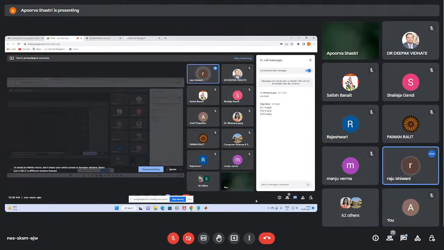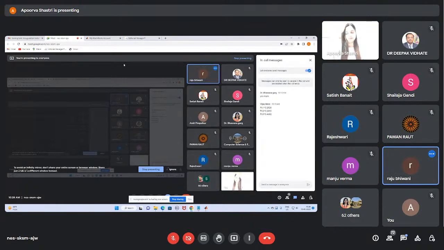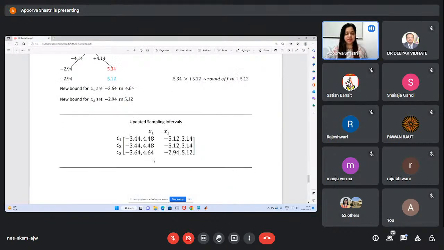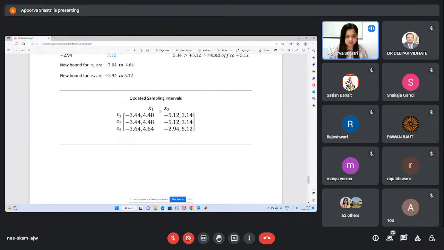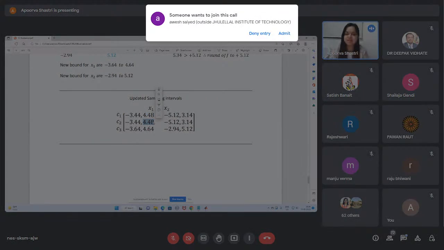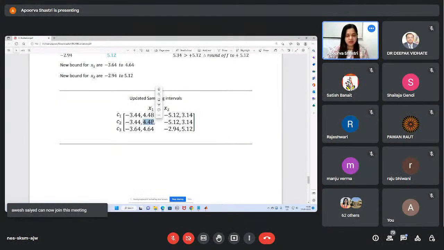Yes, ma'am, got the range. Okay. So the updated sampling intervals are these. Here it should be the corrected value 4.84. If you keep 4.48 also, answers won't come wrong, but as there is a calculation mistake, please correct it as 4.84. If you all are done till this point, then let me know so that we can go ahead.